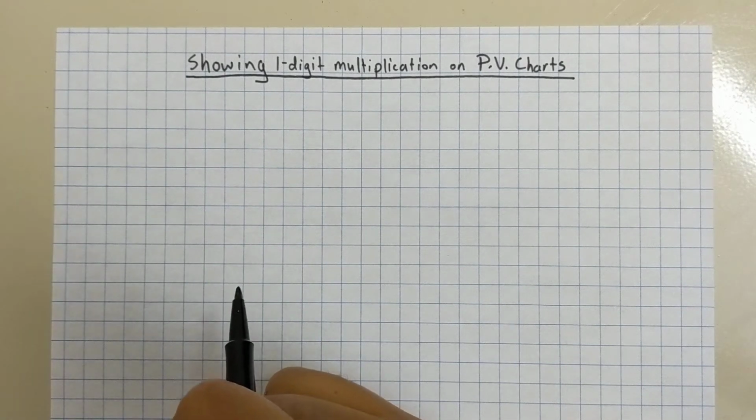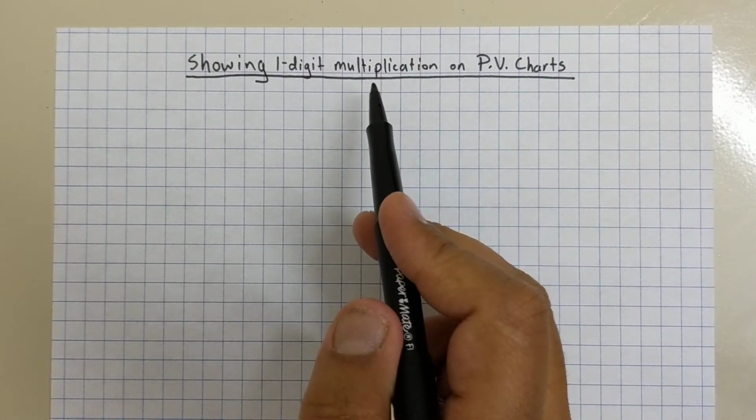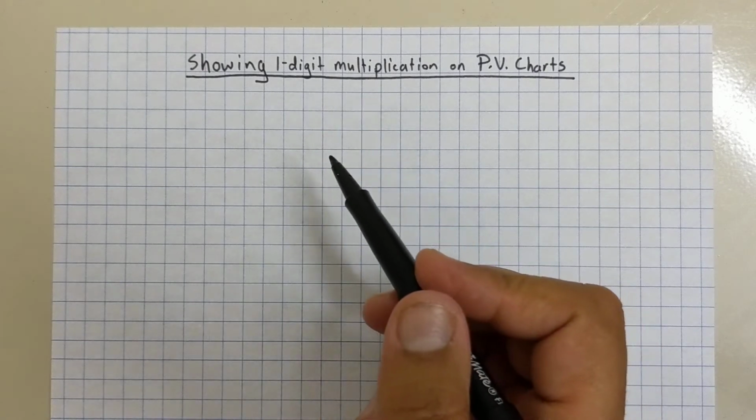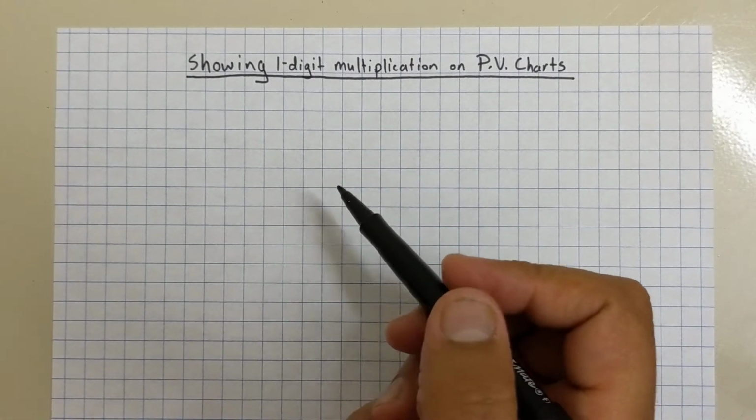Hi there. Enough kids are having some challenges with this that I really wanted to make sure there was a video out there to show how place value charts can be used to show what multiplication means. In addition to that, I'm just excited to have my small graph paper back. So let's go ahead and take a look.